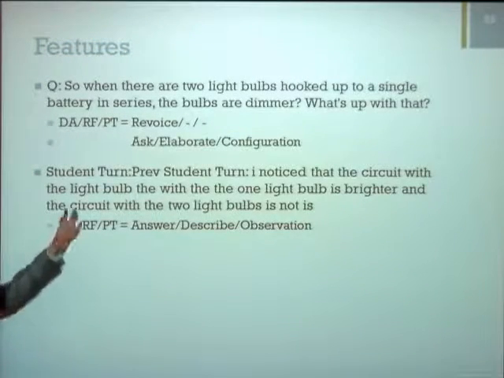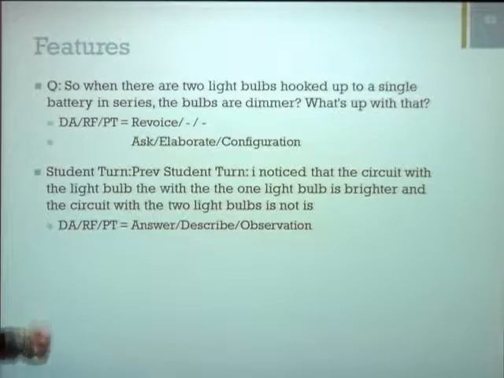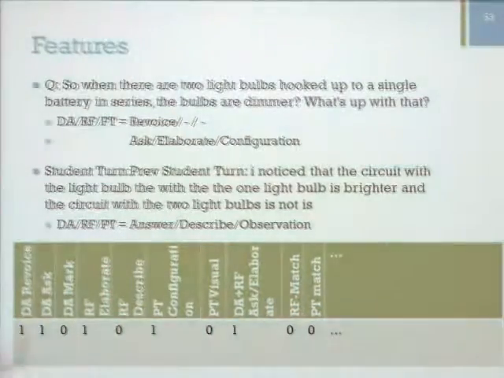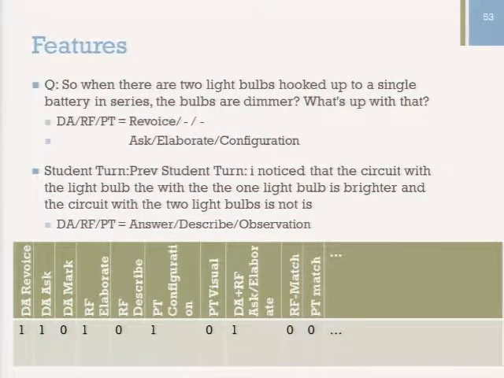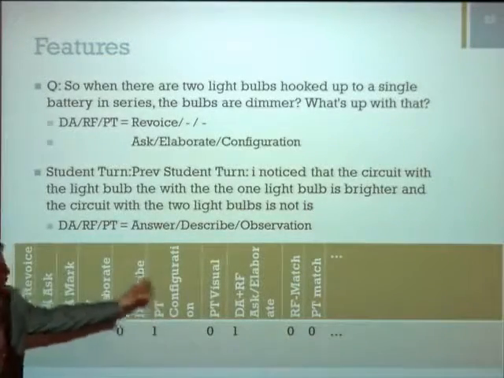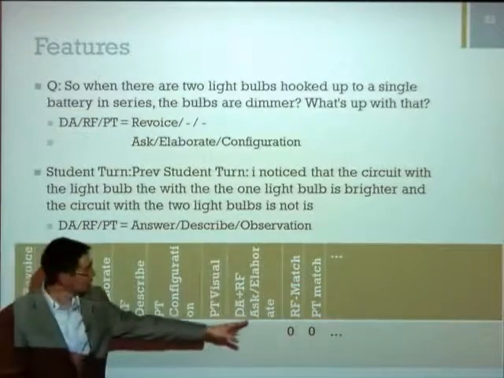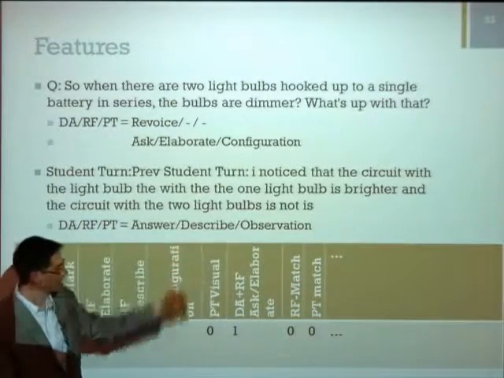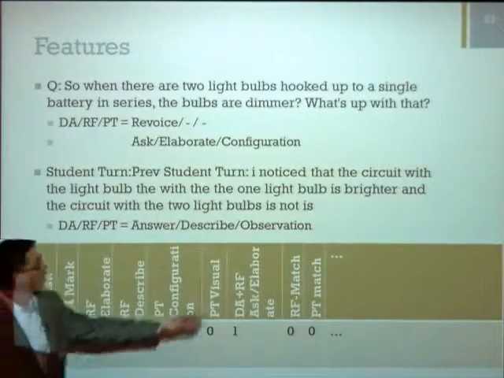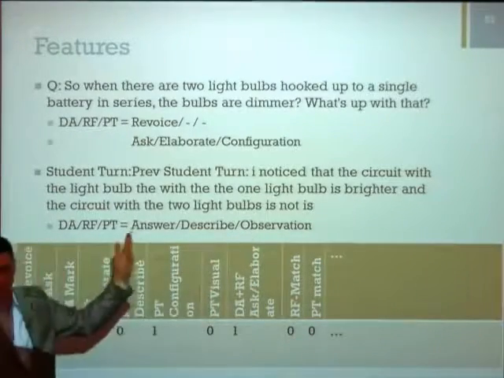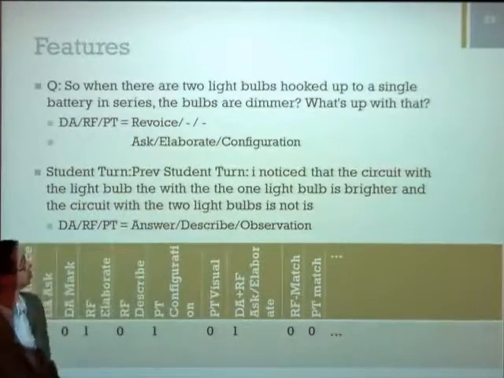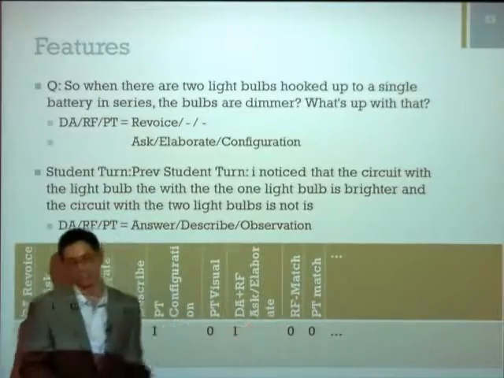We see that it has a revoice and ask, elaborate, and we see a student turn. And so if we look, we can see, okay, we got a revoice binary 1, ask 1, predicate type configuration 1. So those are straightforward to extract. The other one is we want to see how in step they are. This is just a very coarse feature: the student's previous response was about observation, and this question is about configuration, so that's not a match there.